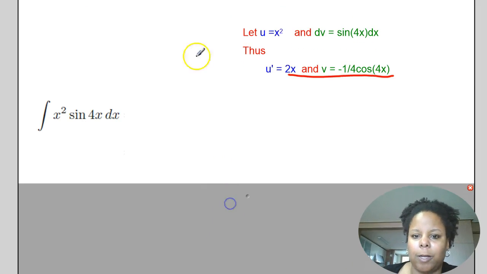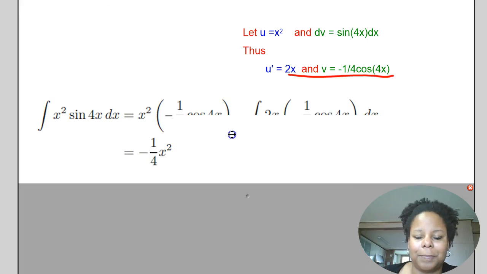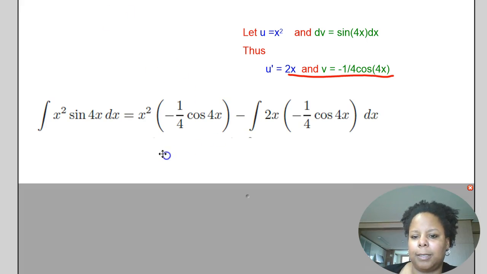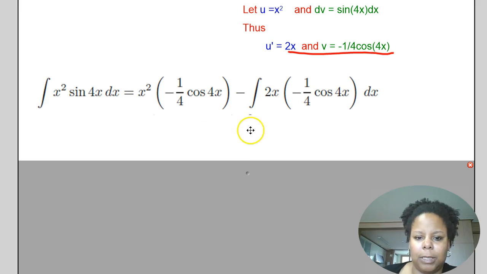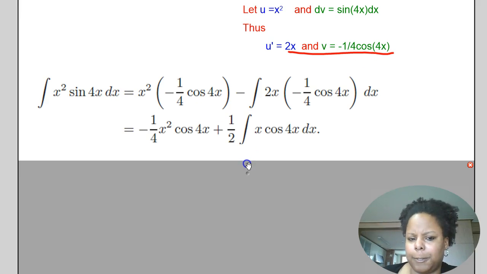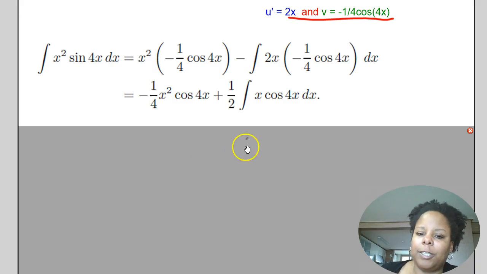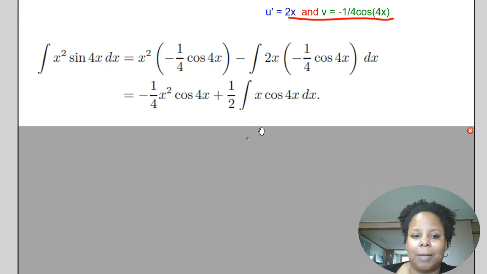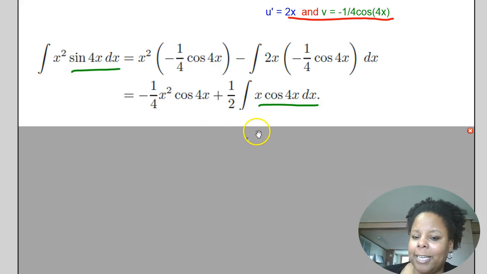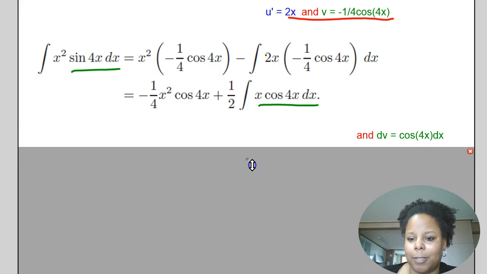Patience, grasshopper, we will. So using this, I end up with this. And then I end up with this. So like I said, we will still get something involving x and cosine 4x. Now the question is, well, man, I'm still not finished because I don't know how to integrate this. Well, you've made progress because this is a lot easier to integrate than this, okay? So let's go ahead and do another integration by parts, okay?